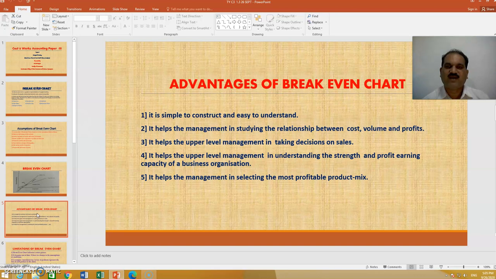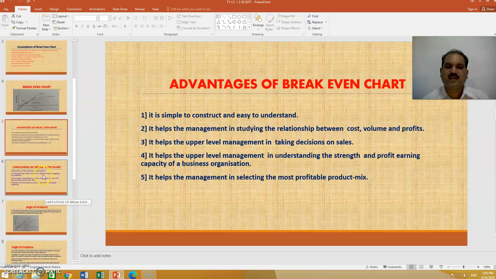Now let's see the advantages of the break-even chart. First, it is simple to construct and easy to understand. Second, it helps the management in studying the relationship between cost, volume and profits. Third, it helps the upper level management in taking decisions on sales. Fourth, it helps the upper level management in understanding the strength and profit earning capacity of a business organization. And fifth, it helps the management in selecting the most profitable product mix.